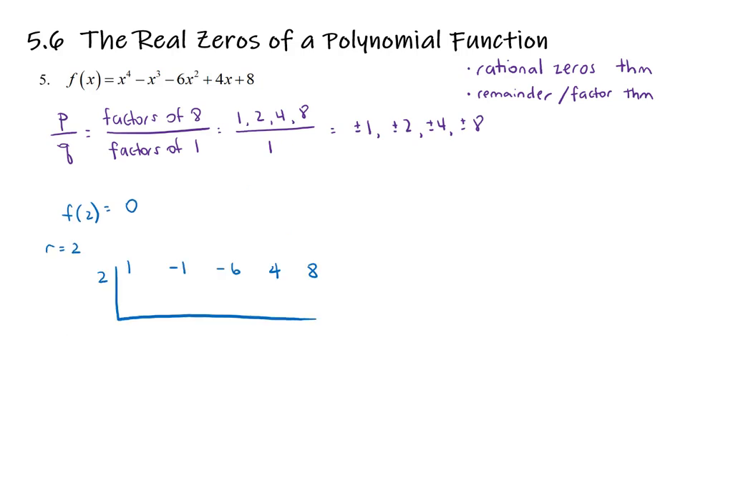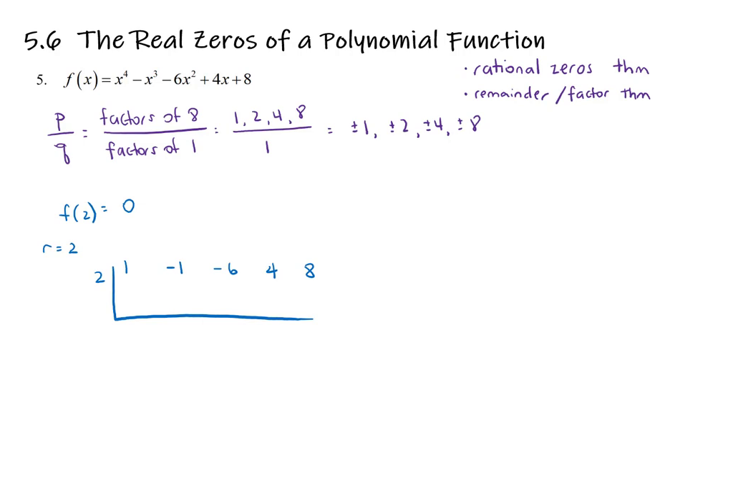I've set it up to do synthetic division again. My real zero is 2, and so I'm going to put 2 outside the synthetic division sign. I'm going to bring down the leading coefficient of 1 and multiply that by the 2. I'm going to get 2. Negative 1 plus 2 is 1. 1 times 2 is 2.